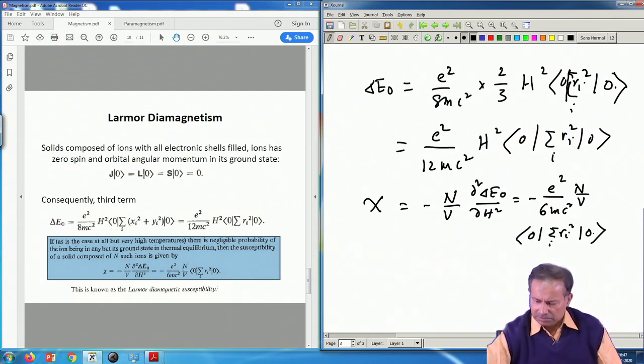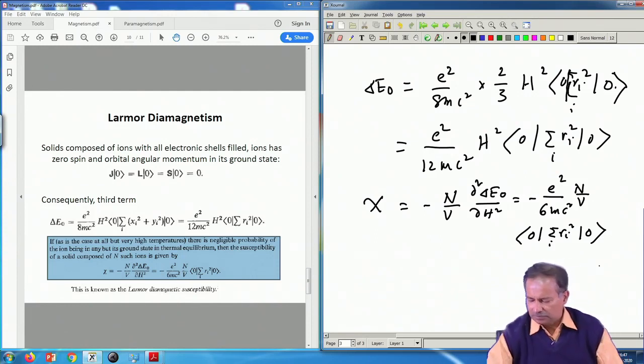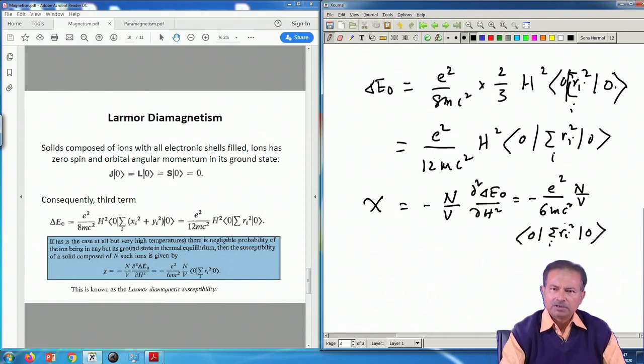So, all you have to do is to find out the r_i's of the ith electron in the atom and then sum over the squares. Typically one actually replaces this by the average size of the atom, and then you get a ballpark figure which is fairly correct. So, that is what this treatment does, and this is negative and you get a diamagnetic susceptibility.